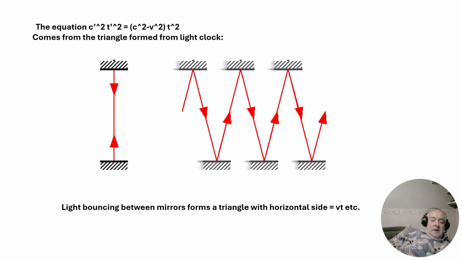So I get the equation from the light clock. They have this light bouncing up and down between two mirrors, and it forms a triangle, which is the Pythagorean triangle. And you have a horizontal distance for that triangle of being VT, and you've got the other distances for that, the sides.